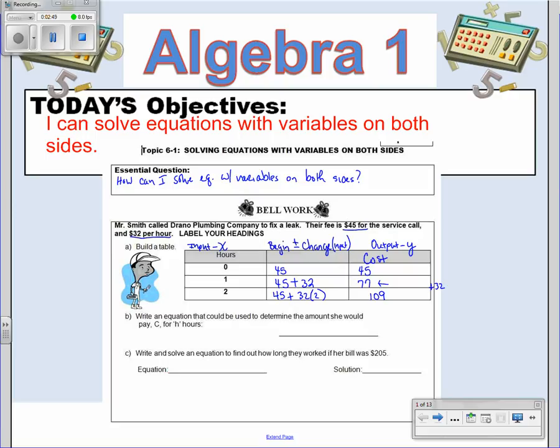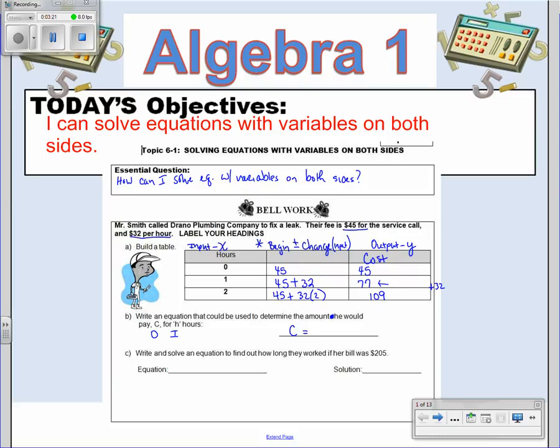Part B says we're going to write that equation to determine the amount he would pay, C, for H hours. When they ask us this question, remember the first letter is our output, the second letter is our input. So if I look at my output, that's my cost. C is equal to. I can go back to my process where it says beginning plus or minus the change times the input. Or I can look at the information that's given.